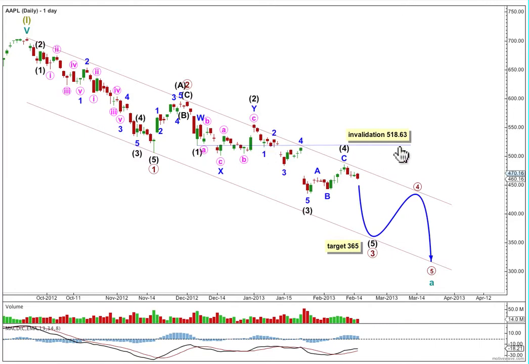Both my wave counts are invalidated at the daily chart level with movement above 518.63. And here's the other reason why I'm not too happy with this main wave count. If this is indeed a third wave within an impulse, then we should have seen an increase in momentum as price moved lower, and according to MACD, we did not see that. The strongest momentum is at the end so far of this first wave.